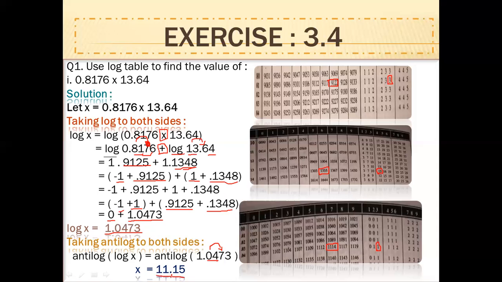So applying the same rule, the first two digits are 1, 1. After 11, we put the decimal. 11.15 is our required answer. Students, to verify your answer, you also can use a calculator by multiplying your question directly, and you see that the answer will be 11.15.